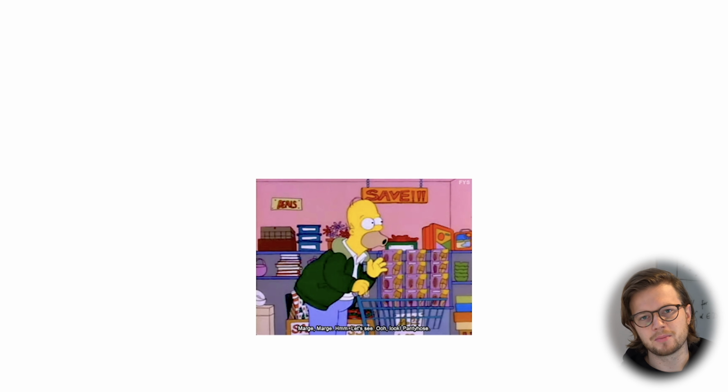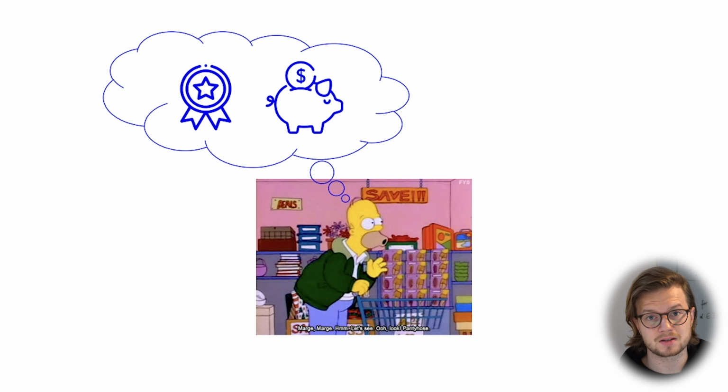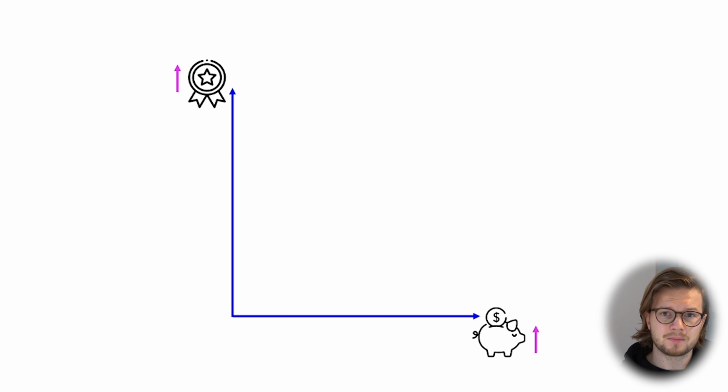To get started with multi-objective optimization, let's start with a small and easy to understand example. When going to the supermarket, normally you have two objectives. On one side, you want to maximize the quality of the products you buy, and on the other side, you want to maximize your savings while doing the shopping. For Homer, this is equivalent, especially when buying beer.